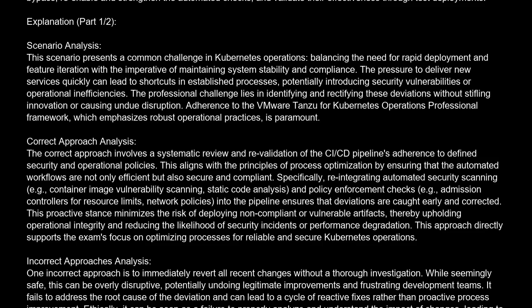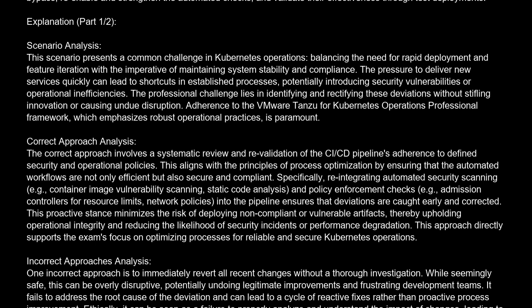The correct answer is B. Conduct a thorough review of the CI/CD pipeline configuration and associated policies to identify the specific points of bypass, re-enable and strengthen the automated checks, and validate their effectiveness through test deployments.